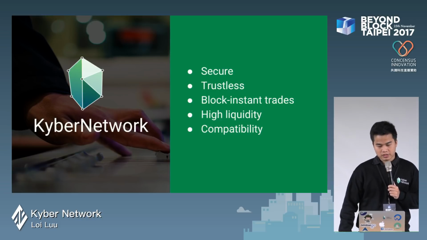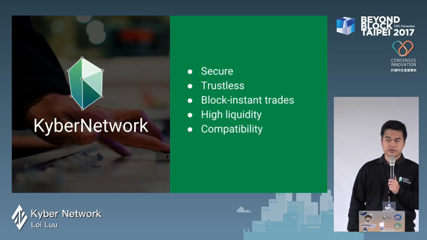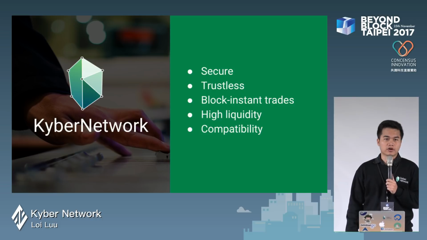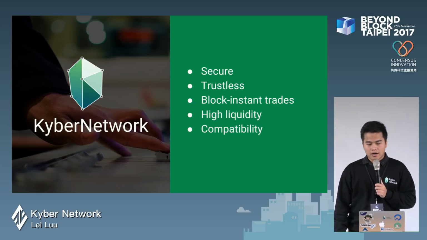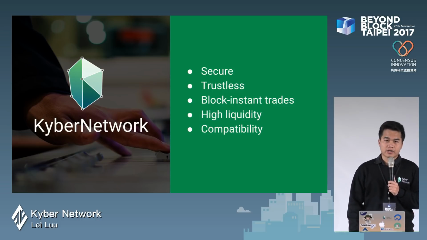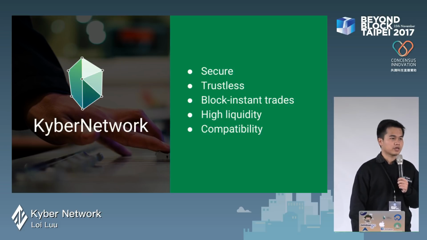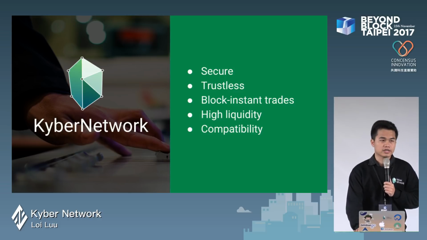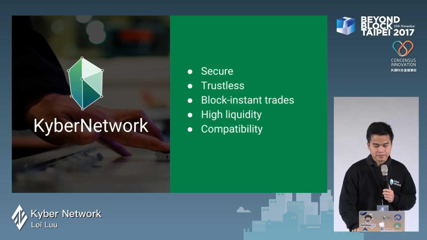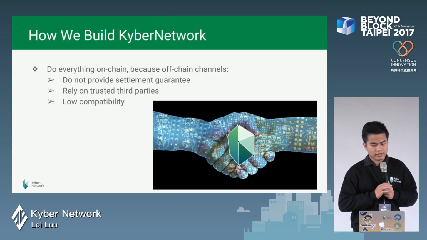Apart from that, we are also trustless. That means you do not need to trust Kyber, or a website, when you trade with Kyber. And because we run everything on chain, we offer high compatibility. If you want to integrate Kyber with your smart contract, with your DApp, it's really easy because you only need to talk to the smart contract. You do not need to query any server at all. So how do we do it?